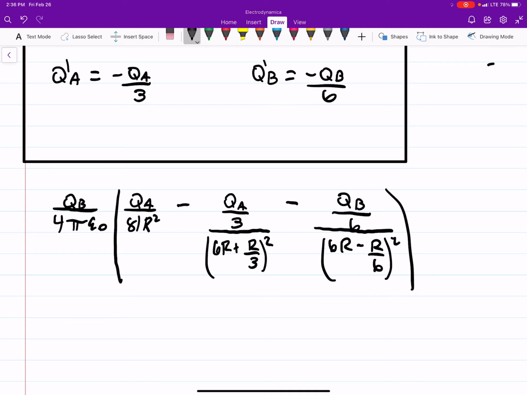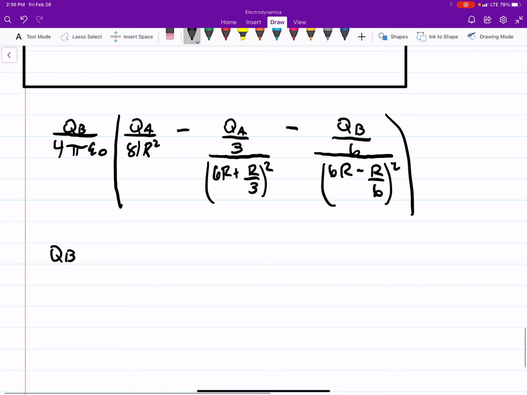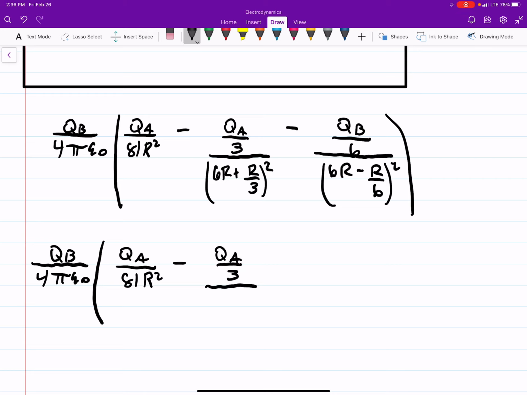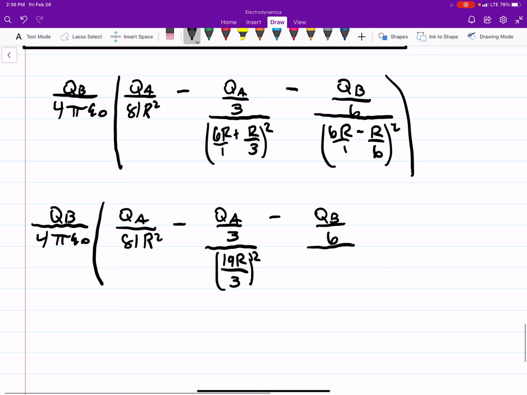So now what I'm going to do is get common denominators there. So we get QB over 4 pi epsilon naught is QA over 81 r squared minus QA over 3 all over, let's see, that's going to be 6, 12, 18r plus r, so 19r over 3, squared, minus QB over 6 over, let's see, that's 36r minus r, that's 35r, 35r over 6 squared. And we can obviously square all that.